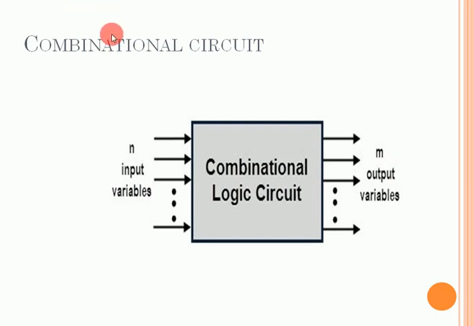This is a block diagram of a combinational circuit. Here we have n number of inputs and m number of outputs. This diagram shows that the outputs will depend upon the inputs, and the output at any instant will depend upon the input at that particular instant.